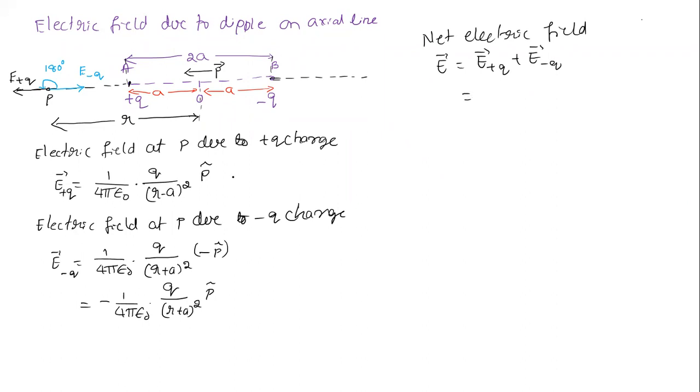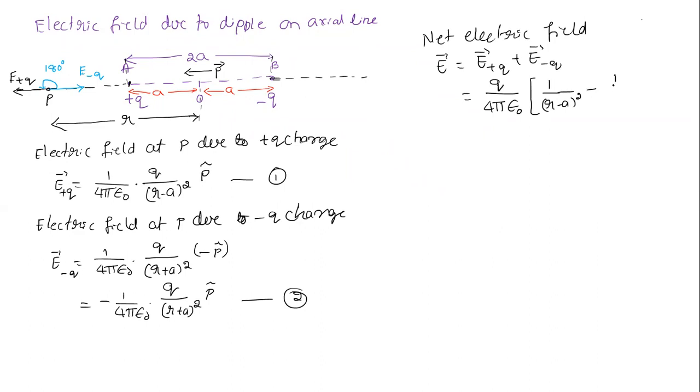So if you're going to add equation number 1 and equation number 2, look at what is common in 1 and 2. 1 by 4 pi epsilon naught is common, we take it common. And what else is common? Q is common, right? So we take Q also common. So what is left over now, students? Look at it now. In equation number 1, 1 by R minus A whole square is left. And in equation 2 there is a negative sign, minus, because here there is a negative sign.